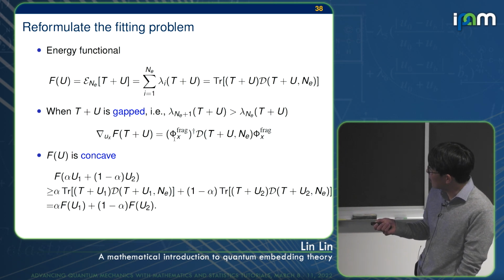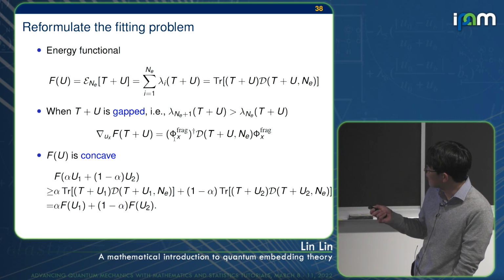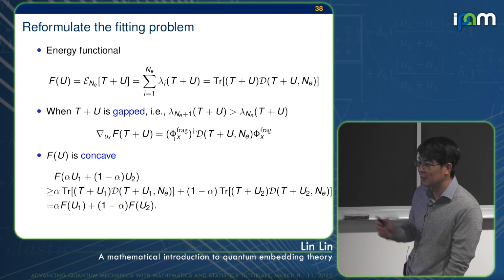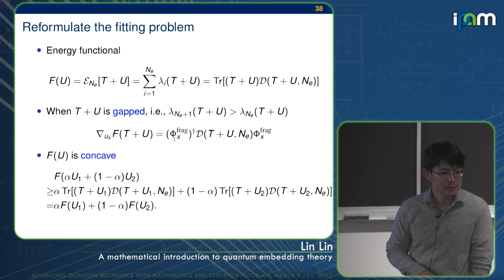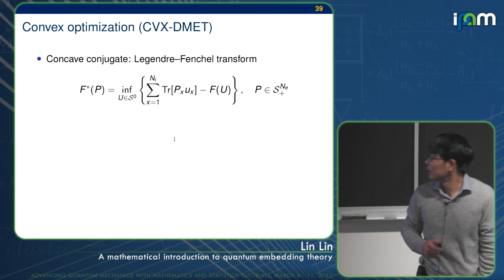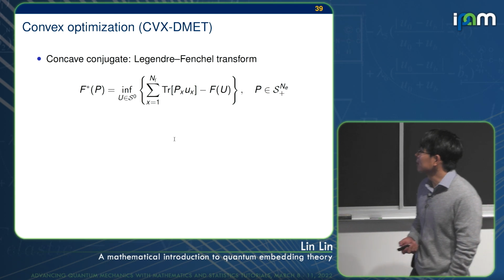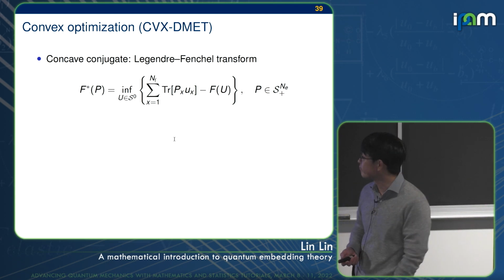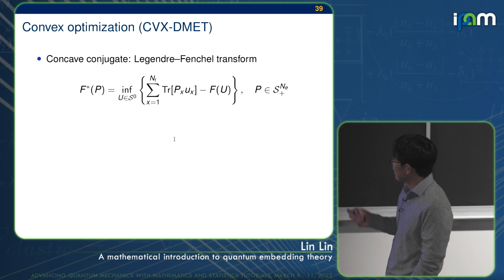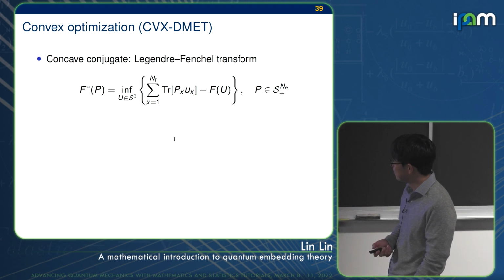This concavity can be proved in two lines. You just plug alpha U1 plus (1 minus alpha) U2 into that, and you pull the alpha out, and you will find that the density matrix is the non-optimal one. This one has a lower energy, and you just sum them up, and you will find this relation. So it is a concave functional. Since it is concave, you can define the so-called concave conjugate, which is mathematically called the Legendre-Fenchel transform.